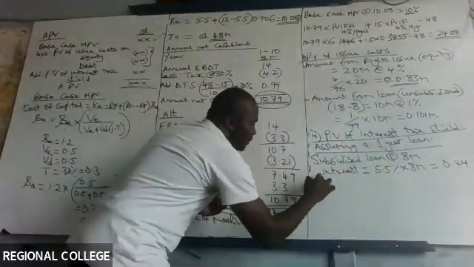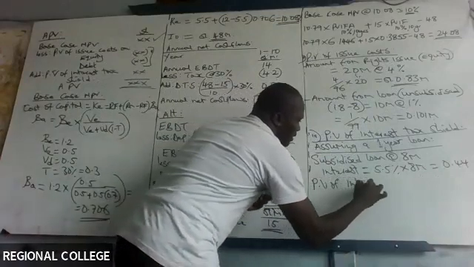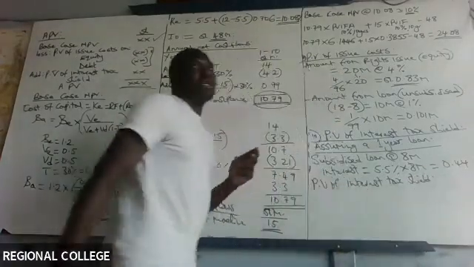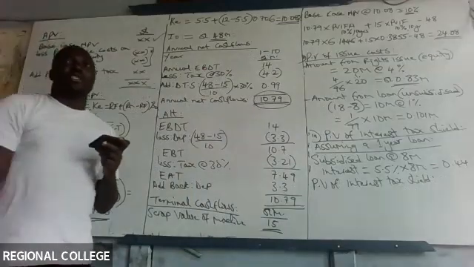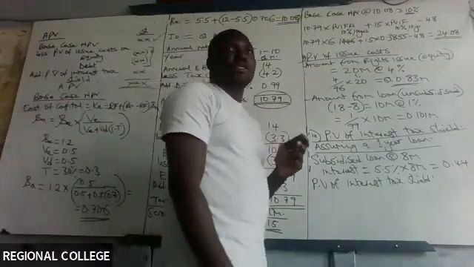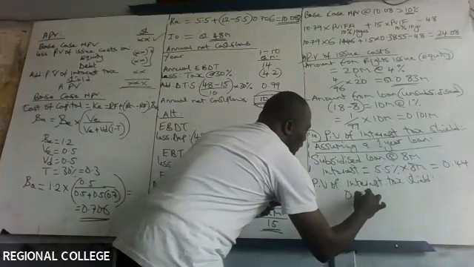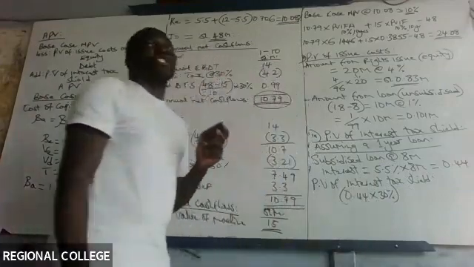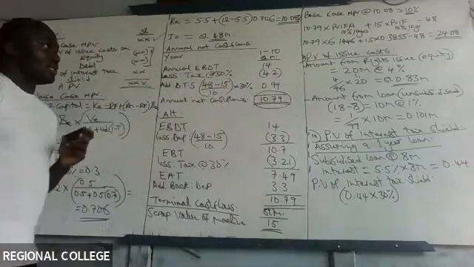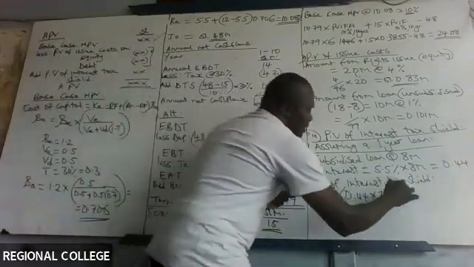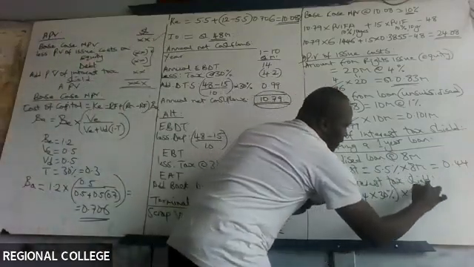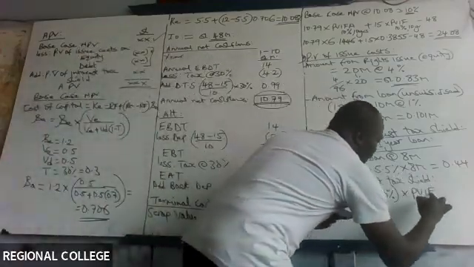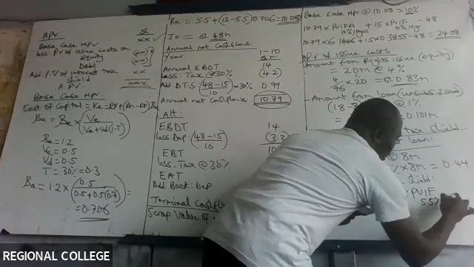Point 44. We need the present value of interest tax shield. The interest tax shield is simply interest times tax rate, tax on interest. So you're having 0.44 times 30%. That is our interest tax shield. So this one you won't pay by the 5th, it's only 1 year. And we discount using the RF, which is 5.5% for 1 year.